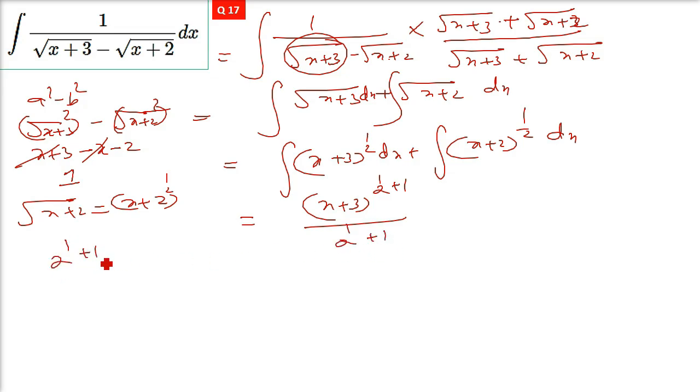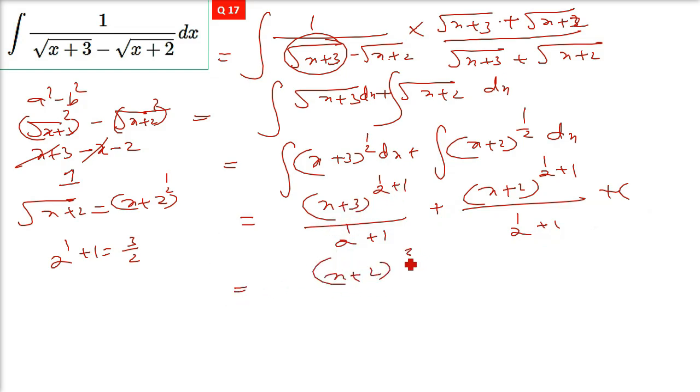Half plus 1 is simply 3 by 2. Here also (x plus 2) to the power 3 by 2 divided by 3 by 2. Half plus 1 is 3 by 2 only, with the constant of integration. So (x plus 3) to the power 3 by 2. Here also (x plus 2) to the power 3 by 2.